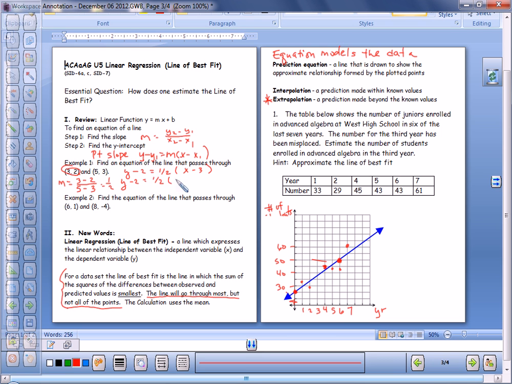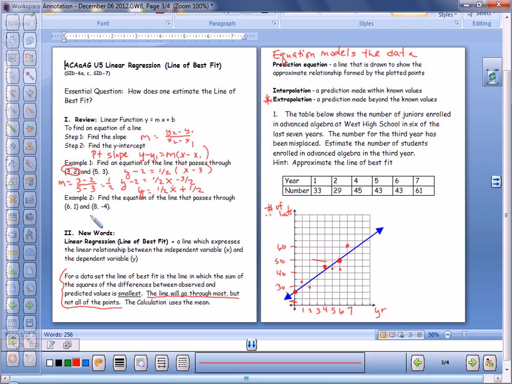Now in class, we didn't do that. We just left it in point slope, which we can. It's just a little harder to use when we're making predictions, which is what we're going to do today. When you add the 2 to both sides, you get 1/2 x plus 1/2. And there's the equation for the first one. y equals 1/2 x plus 1/2.